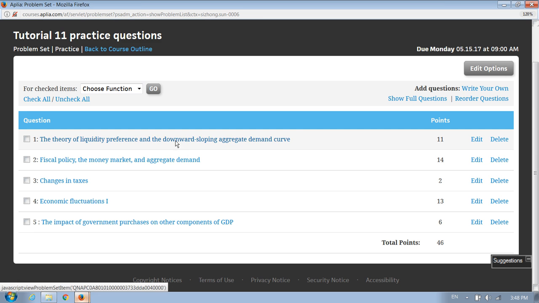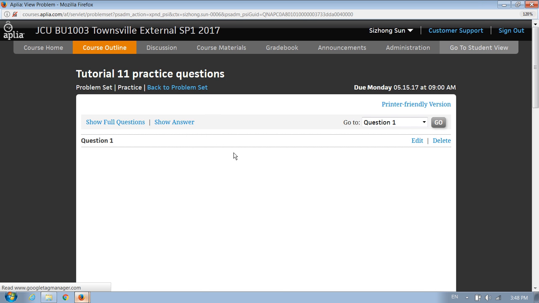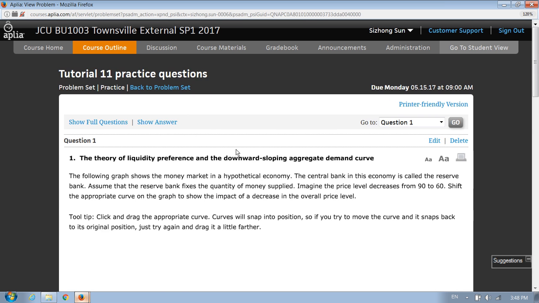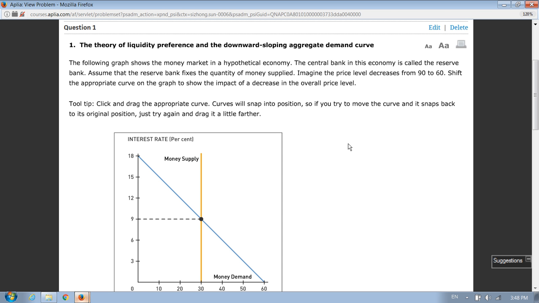Question 1. The following graph shows the money market in a hypothetical economy. The central bank in this economy is called the Reserve Bank. Assume that the Reserve Bank fixes the quantity of money supplied. Imagine the price level decreases from 90 to 60. Shift the appropriate curve on the graph to show the impact of a decrease in the overall price level.